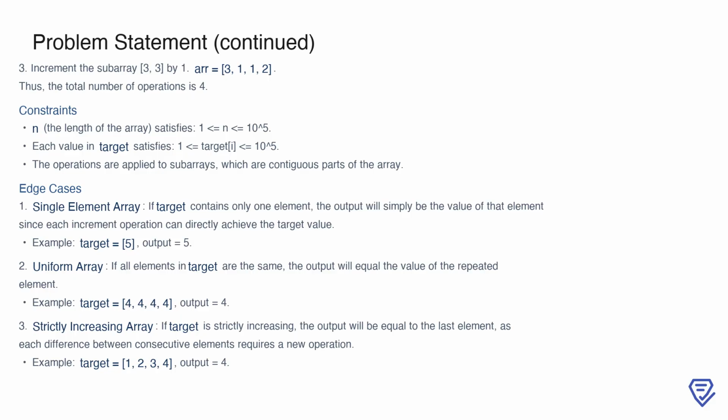Looking at the constraints and edge cases helps us understand the problem further. For instance, in a single element target array, the result is simply the value of that element since no subarray selection is needed. For a uniform array, where all elements are the same, the result is equal to that repeated value. In a strictly increasing array, the output equals the last element, as each new value requires an additional operation. These patterns give us insight into the relationship between the target array's structure and the number of operations needed.